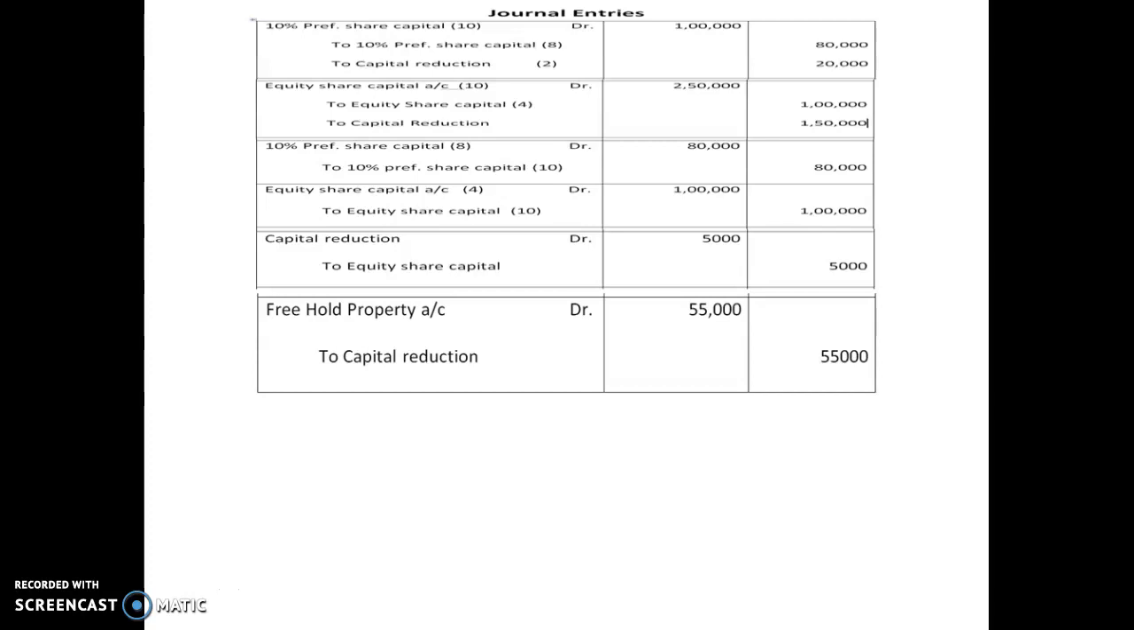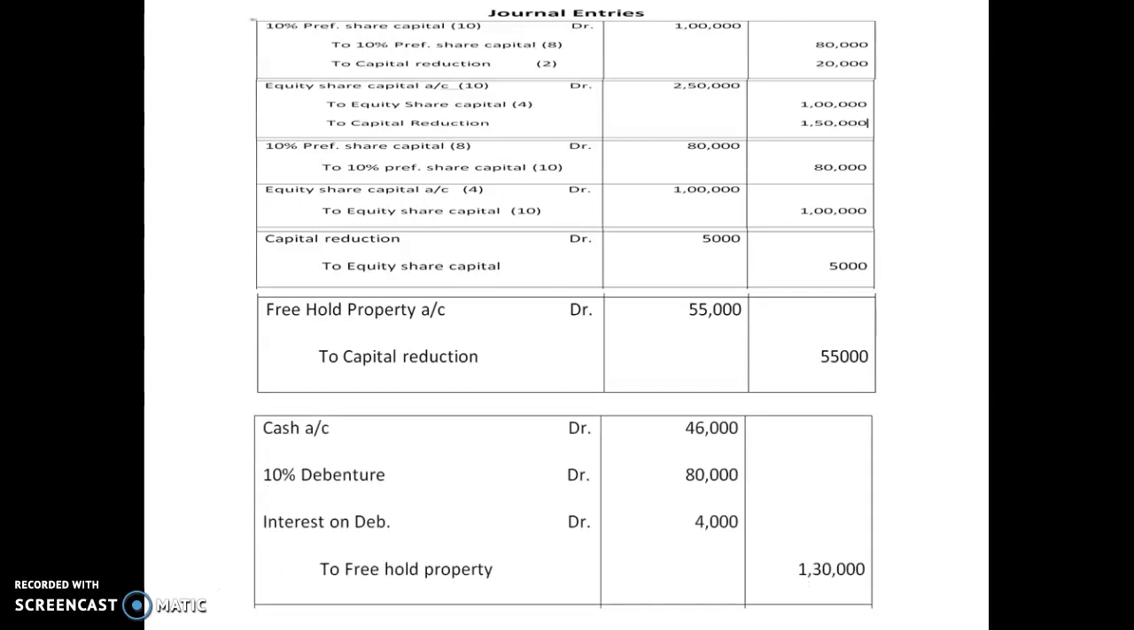It is transferred to capital reduction account. Then this one is regarding the debenture holders covering the freehold property against their claims.